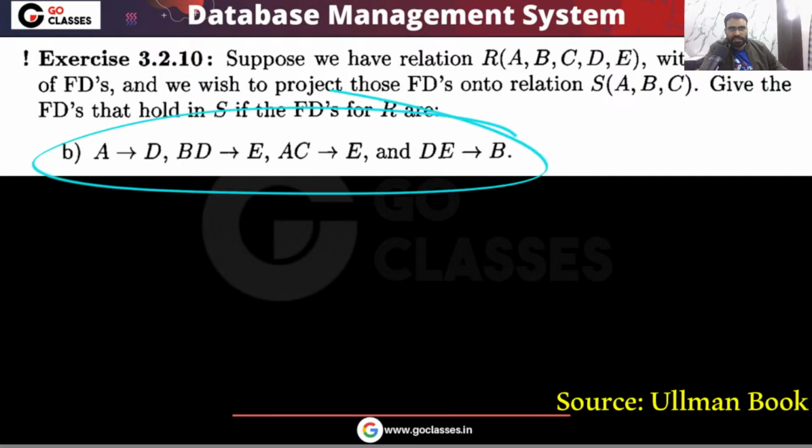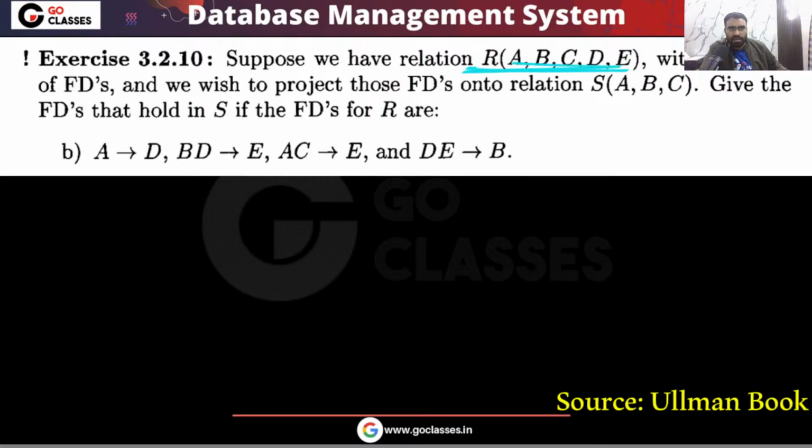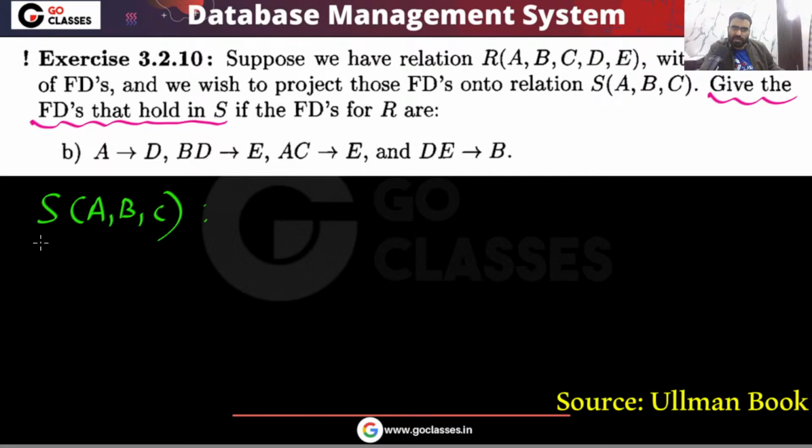These functional dependencies hold on the relation R, but we want to find out which functional dependencies will hold on the relation S. Our relation S has a subset of attributes. You can see this is the subrelation of R. So we want to find out which functional dependencies will hold in this subrelation S. So very simple, go step by step.